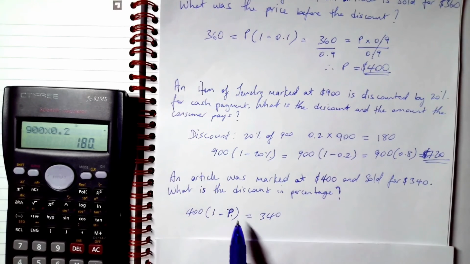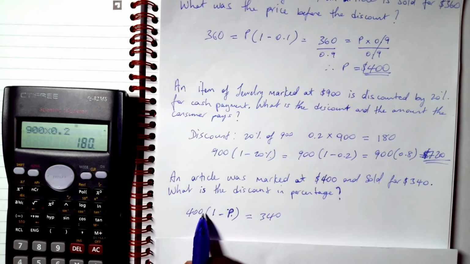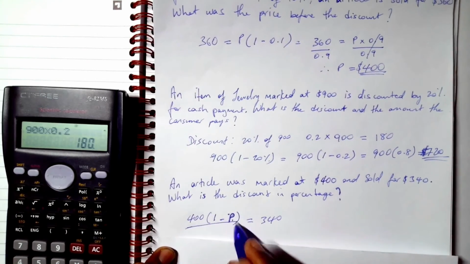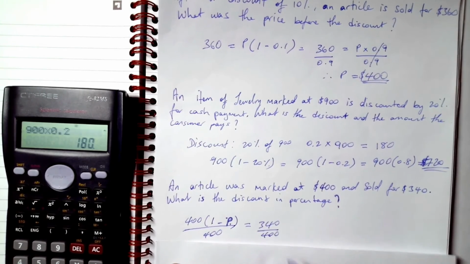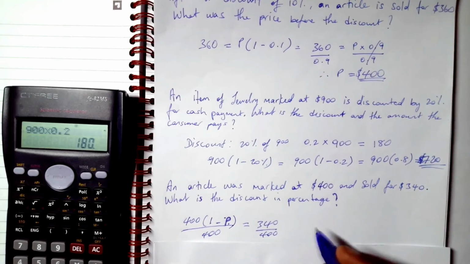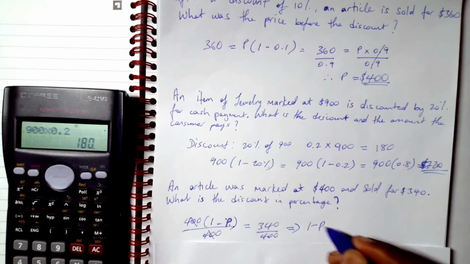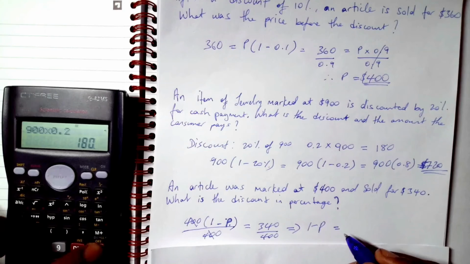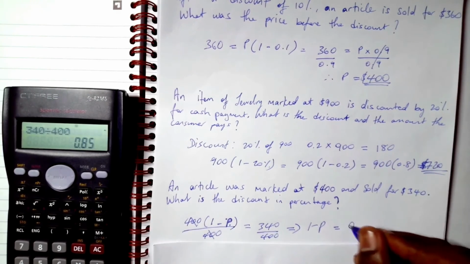So now in order to find P, we must make P the subject. We have to get to P, so we have to start from the 400. We divide both sides by 400. This cancels this, which implies that 1 minus P, which is what's left, is equal to 340 divided by 400, which is 0.85.